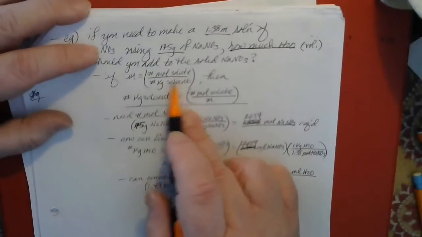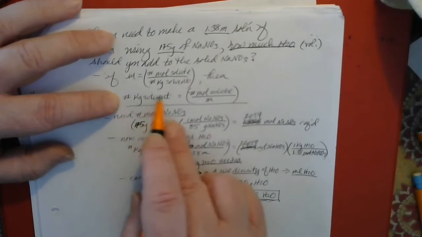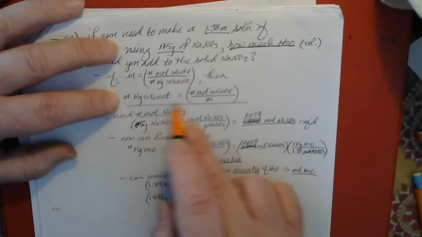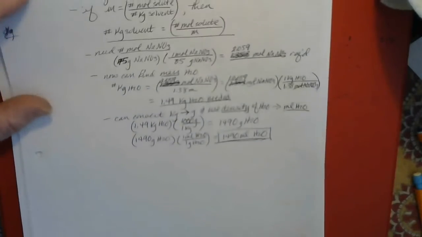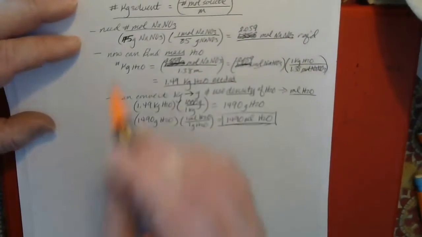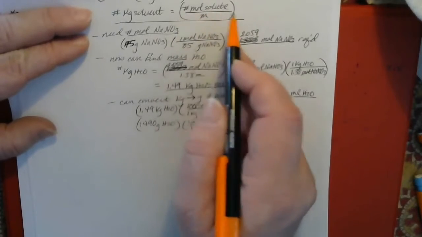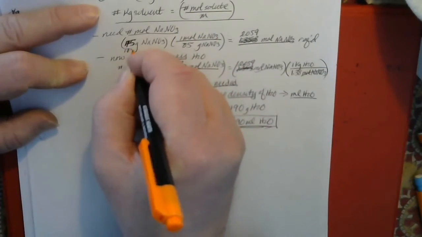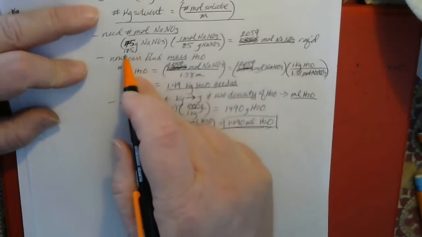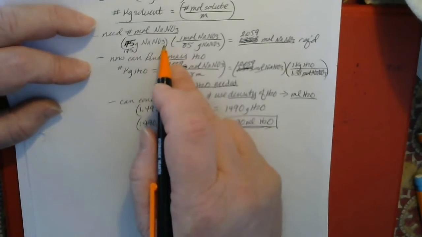So if molality is the number of moles of solute divided by the number of kilograms of solvent, then, rearranging the equation, the number of kilograms of solvent will be the number of moles of solute divided by molality. The number of moles of solute is something we need. We are using 175 grams of NaNO3.